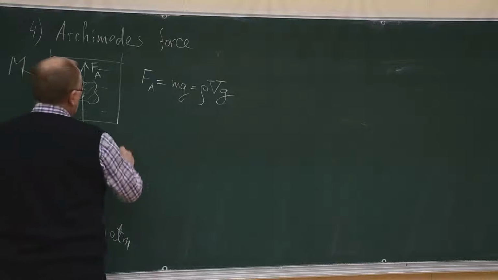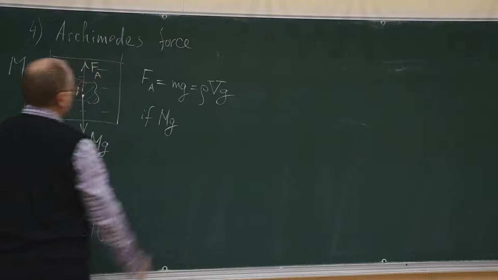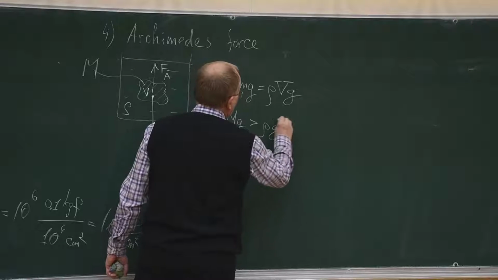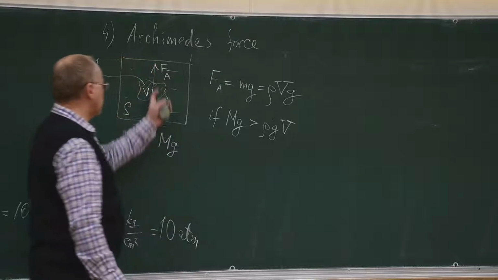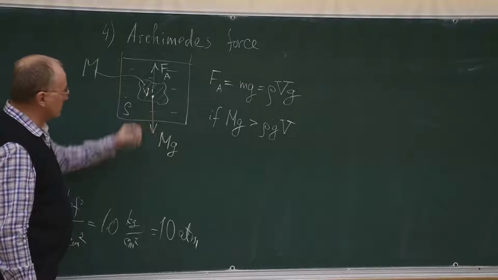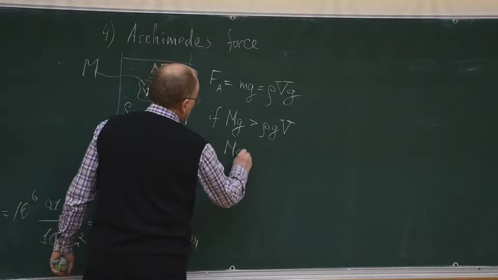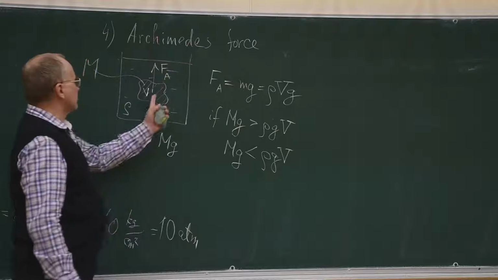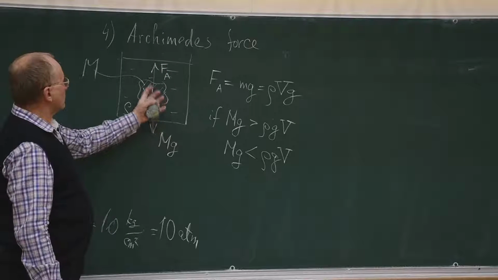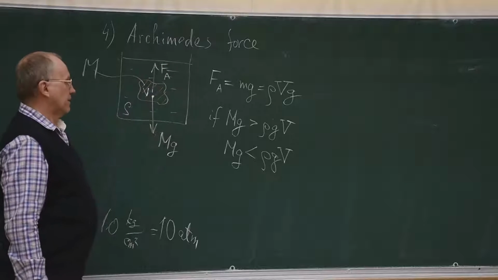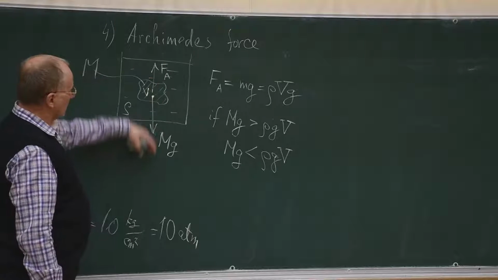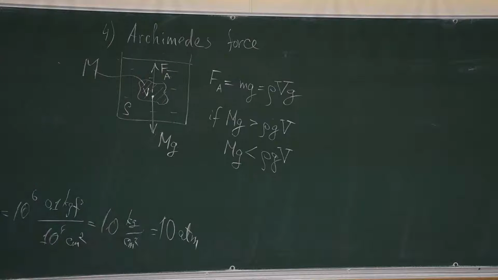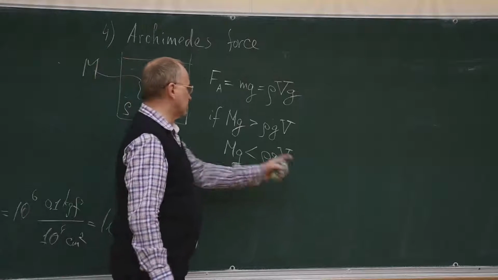If the force of gravity, the weight of the immersed body, is larger than the Archimedes force, the buoyant force, then the immersed body will tend to sink down to the bottom. If, to the contrary, mg is smaller than the weight of the displaced liquid, then the Archimedes force, the buoyant force, will be larger than the weight of the body, and the immersed body will tend to float up. So whether the body will sink down or float up depends on the comparison of weights of the immersed body and the weight of the displaced liquid.